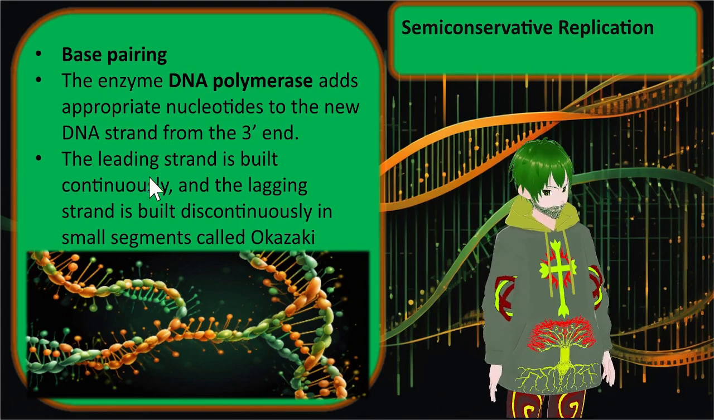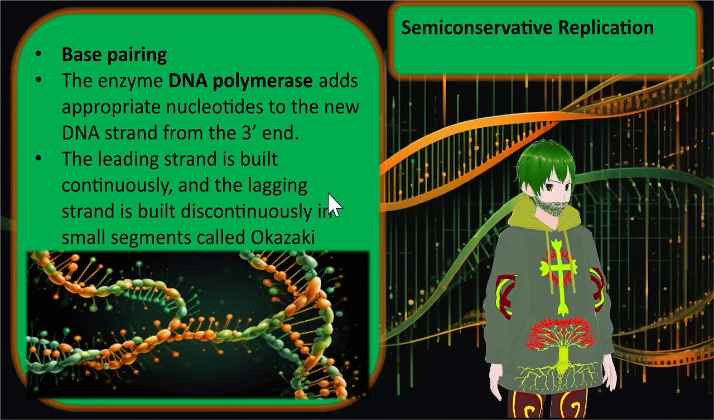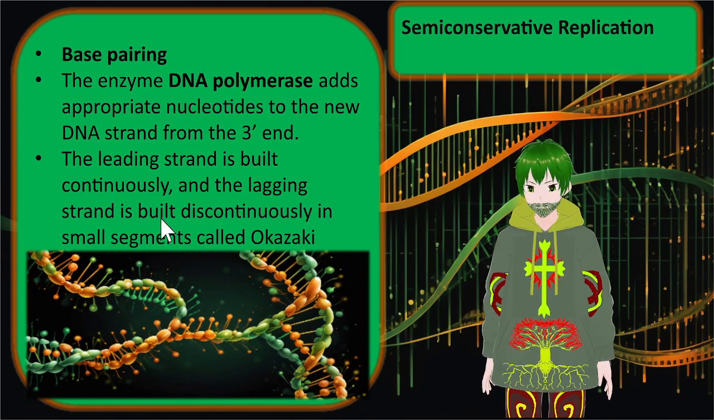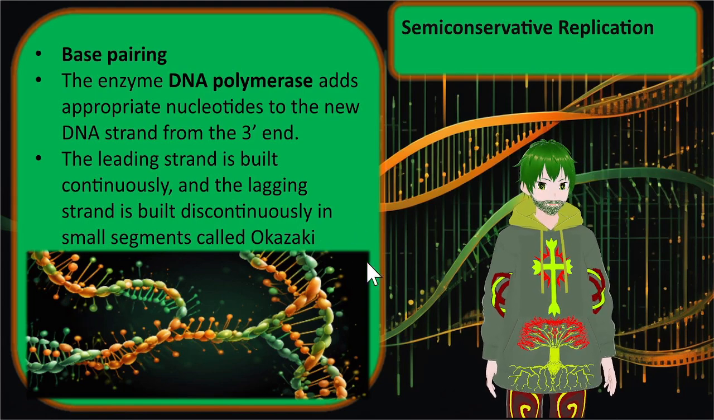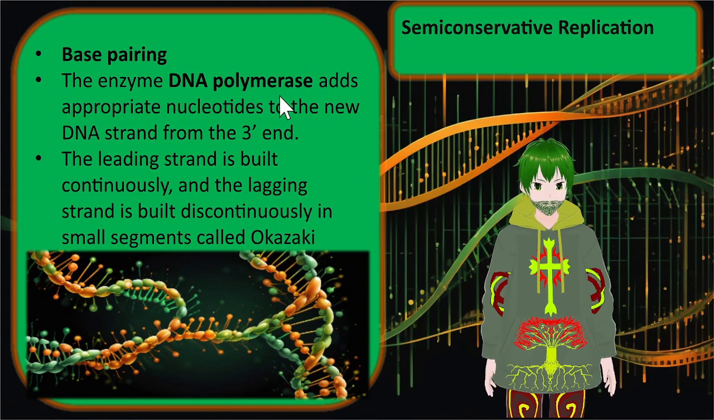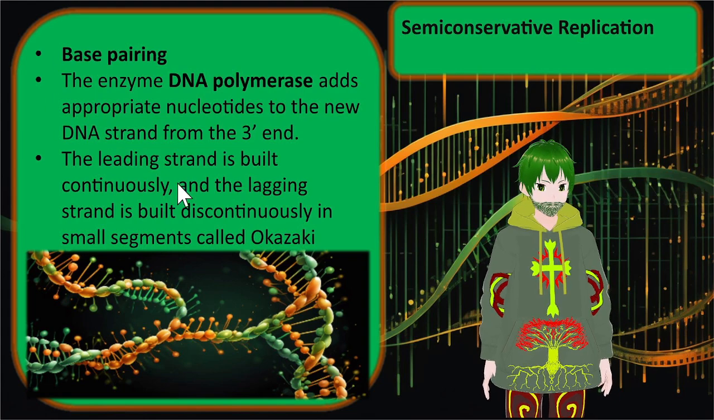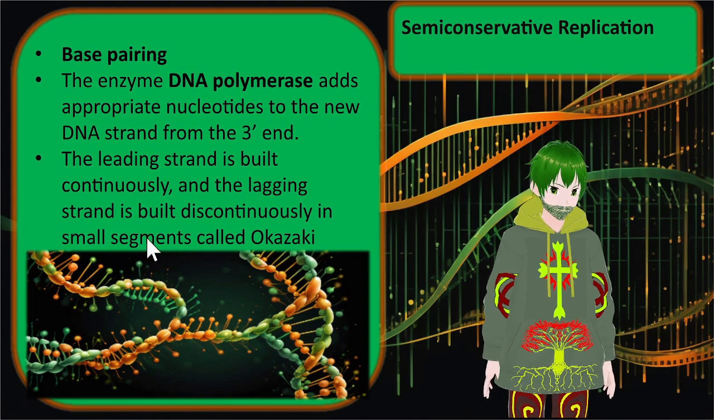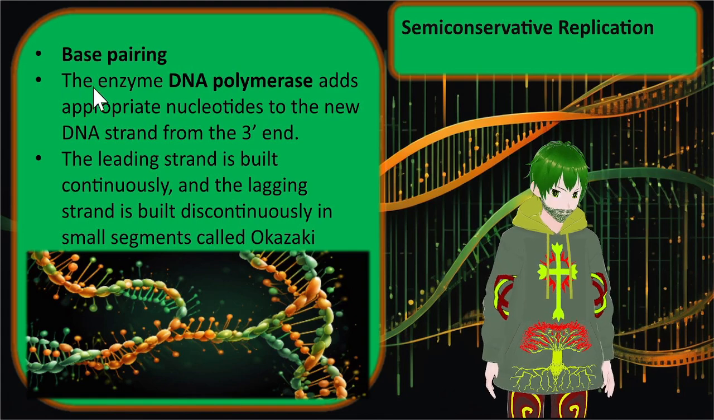Anyway, we'll continue. The leading strand is built continuously, and the lagging strand is built by adding smaller pieces together called Okazaki fragments, right? So in one direction, it's just adding one base at a time with DNA polymerase. In the opposite direction, you have fragments or chunks that are then attached and sealed in. So DNA replication occurs in opposite directions at the same time.